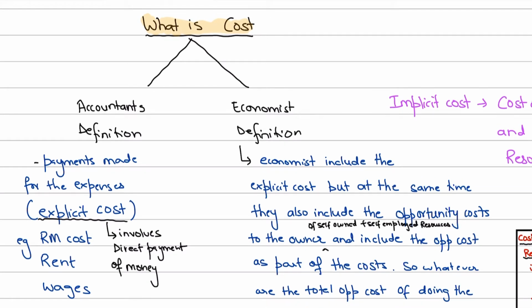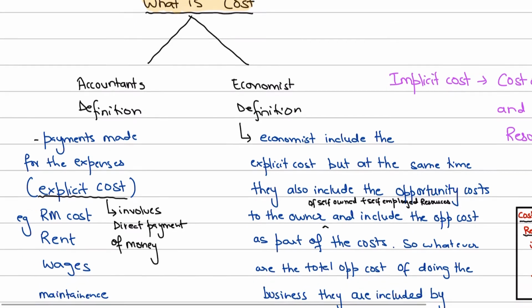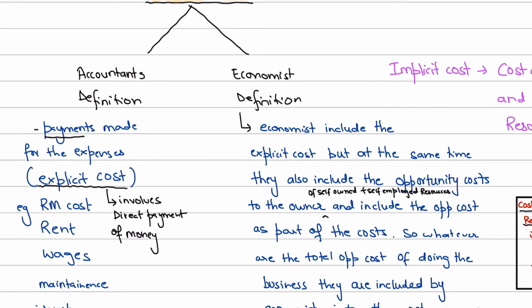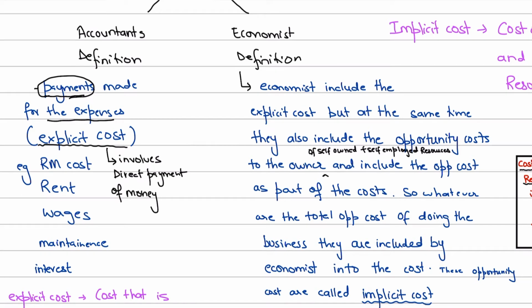So now when we are discussing cost, if we take the accounting definition of cost, it simply says that all the payments that are made for the expenses, whatever outflows you are having, whatever payments you are making for the expenses that you are paying, that is known as cost. So what is cost from the accounting perspective, guys? Cost is simply those expenses in which we can see an outflow, in which we can see payments being made. It involves a direct payment of money.